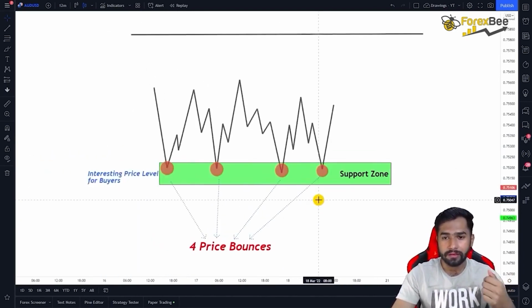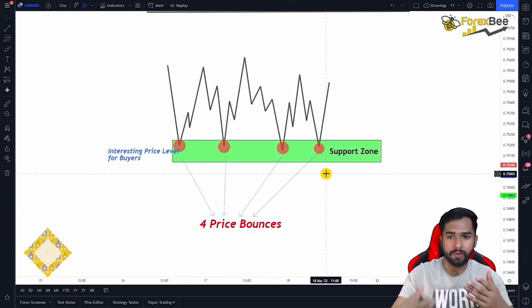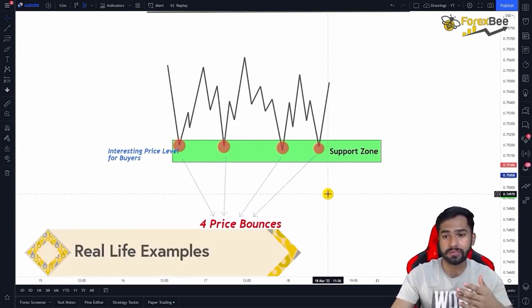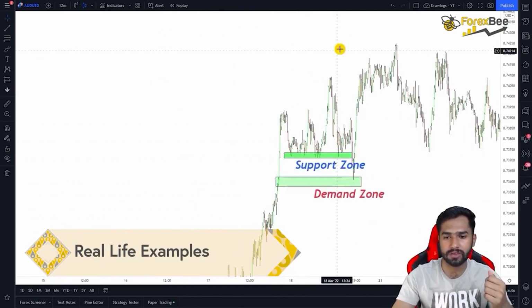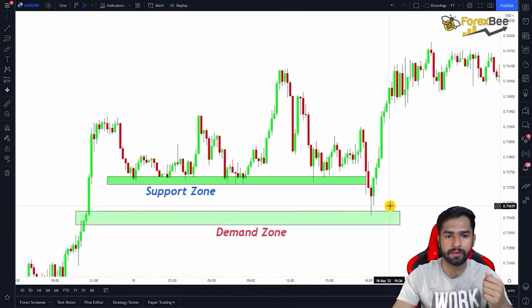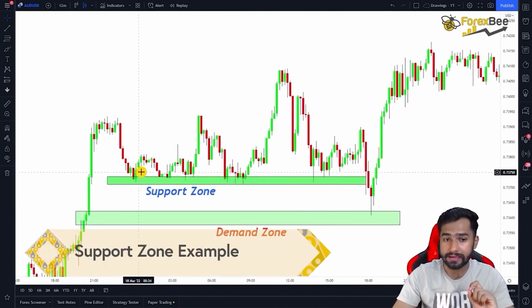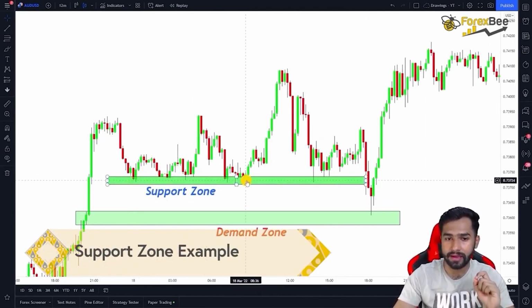Okay, now let's go through the charts to see some real life examples of how supply and demand zones and support or resistance zones are traded. So let me just go to the charts below here, and here we can see the formation of a support zone, because we can see the market is getting rejected from this level again and again.